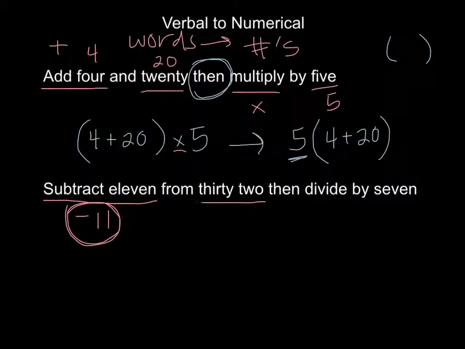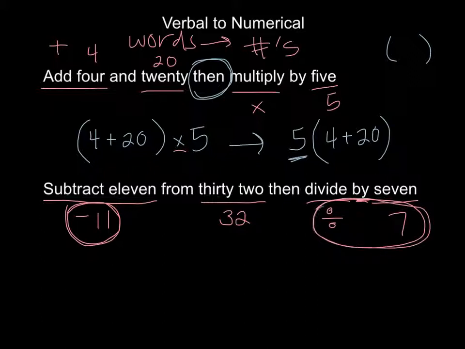From 32 tells me there's 32. I also know there should be a division sign, and there's going to be a number 7. Division and subtraction are similar in the fact that when it says divide by 7, the division sign has to be in front of the 7.